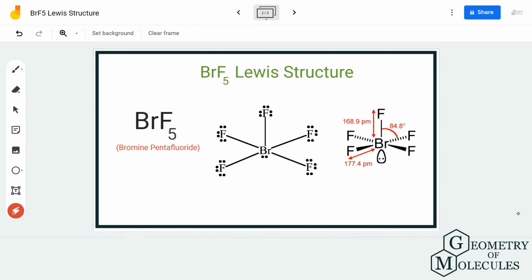Because it is a period 4 element, it can have expanded octets and can accommodate more than 8 valence electrons. Hence, the bromine atom will have one lone pair of electrons and all the other valence electrons will be placed around the fluorine atoms. So this is the Lewis structure of bromine pentafluoride. You can also check the formal charges of the bromine and fluorine atoms to confirm this Lewis structure.